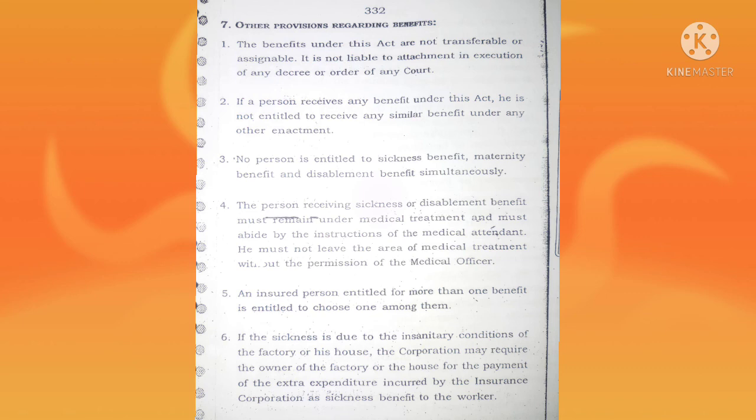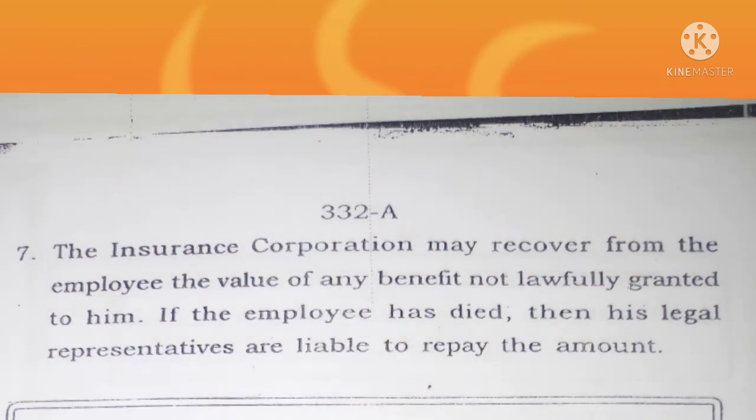If the sickness is due to insanitary conditions of the factory or his house, the corporation may require the owner of the factory or the house to pay the extra expenditure incurred by the insurance corporation as sickness benefit to the worker. The insurance corporation may recover from the employee the value of any benefit not lawfully granted to him. If the employee has died, then his legal representatives are liable to repay the amount.